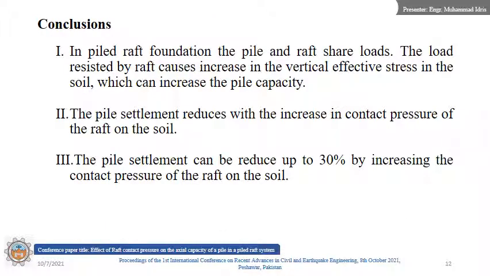Conclusions. In Piled Raft foundation, the pile and raft share the structure load. When the raft resists the structure load, it causes an increase in the vertical effective stress in the soil, which can increase the pile capacity. The pile settlement reduces greatly with the increase in the contact pressure of the raft on the soil. The pile settlement can be reduced up to 30% by increasing the contact pressure of the raft on the soil.